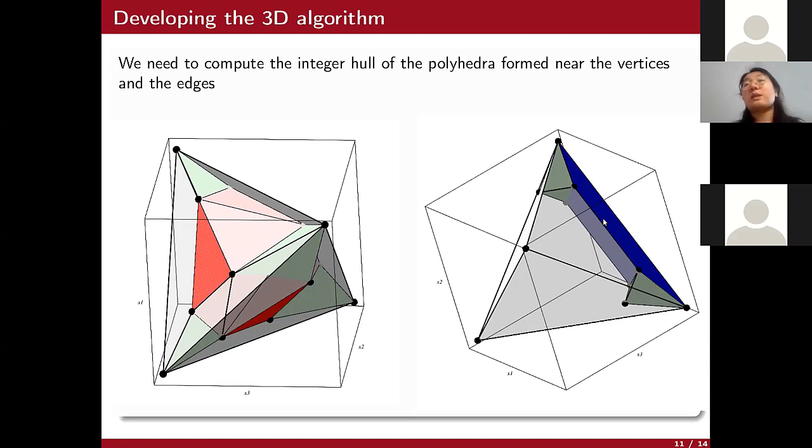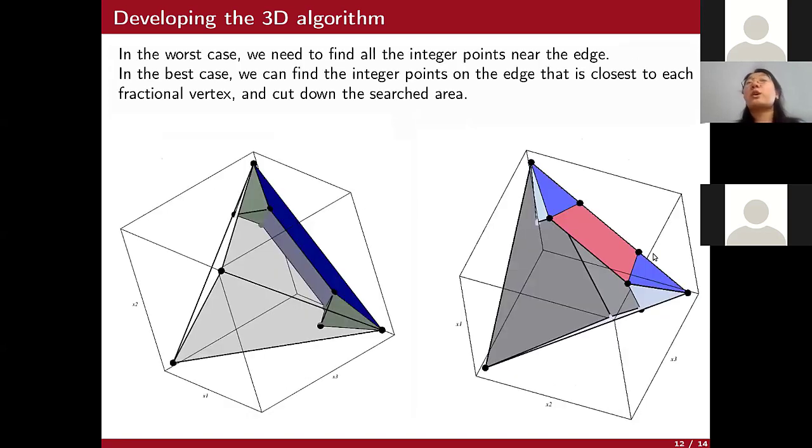So for these ones, apparently you can see that the volume of these blue ones would actually depend on the length of the edge, which means it kind of depends on the volume of the input. So we further partition into smaller areas. Similarly, we find the closest integer points on the edge that are closest to the fractional vertices. And then we form these 3 parts of this one edge.